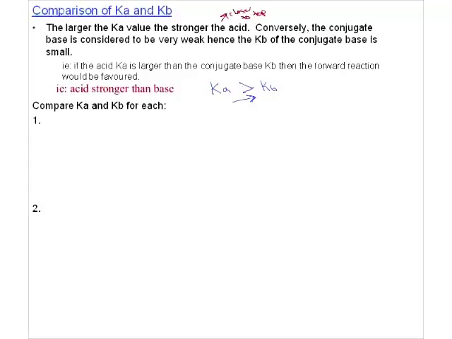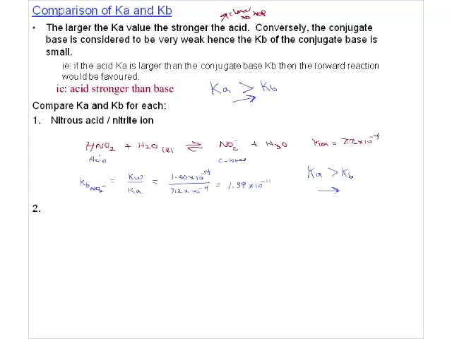All right, let's have a look at some examples. The nitrous acid and the nitrite ion. In this particular reaction, we have nitrous acid, HNO2. It's a weak acid. Don't confuse it with nitric acid, which is HNO3. This acid is probably going to donate its hydrogen to water, and we're going to produce nitrite and H3O+. And we know what the Ka of this one is: 7.2 times 10 to the minus 4. You get that from the table.